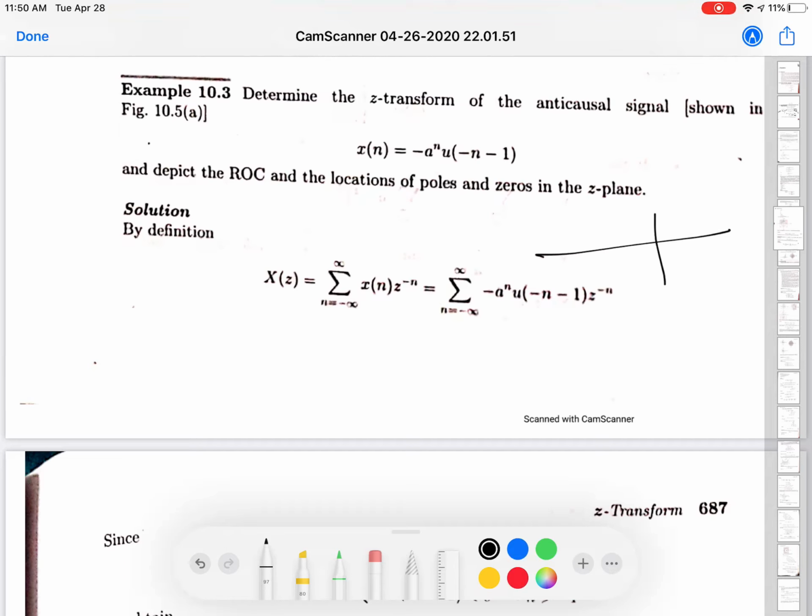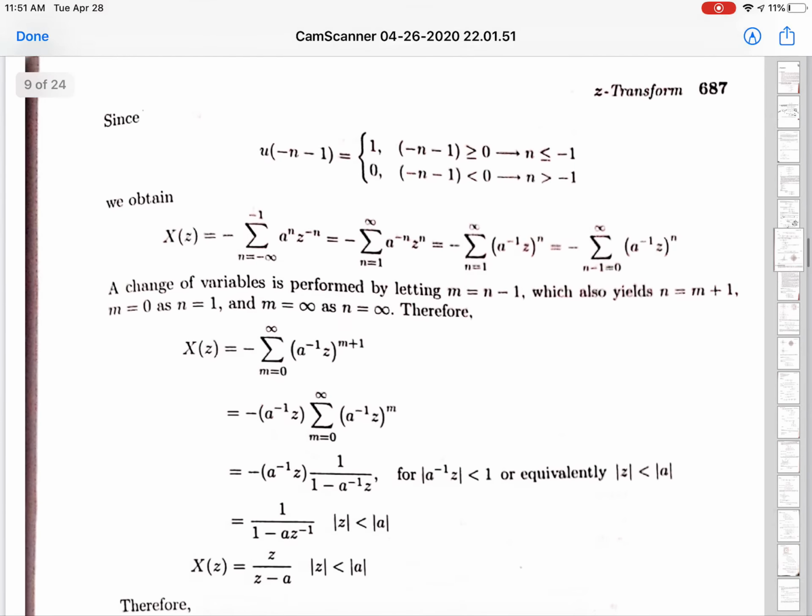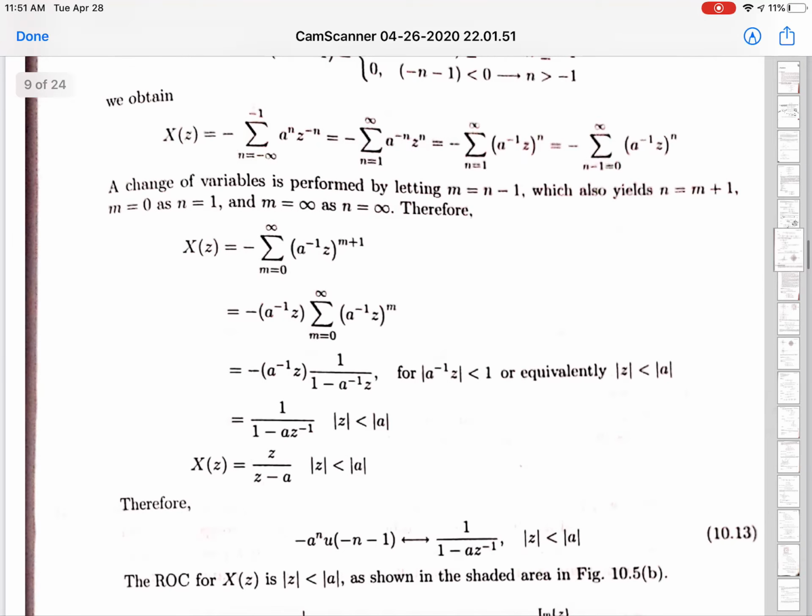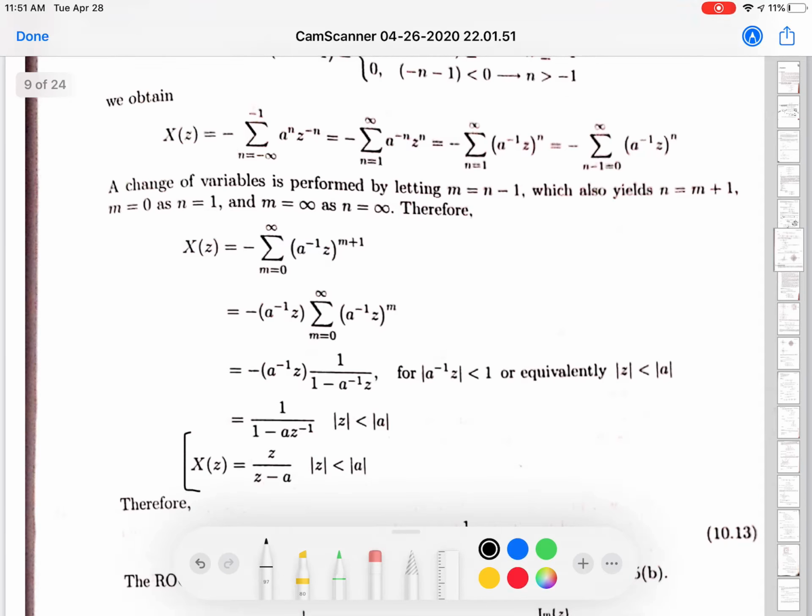Now consider the nature of this signal. This is a discrete time signal, and this discrete time signal exists from minus infinity to minus 1, as it is u[-n-1], right? So apply the limits in the Z transform formula. We have applied it, and then solving, applying the GP, we will have X(z) equals z upon z minus a, with mod of z less than mod of a.